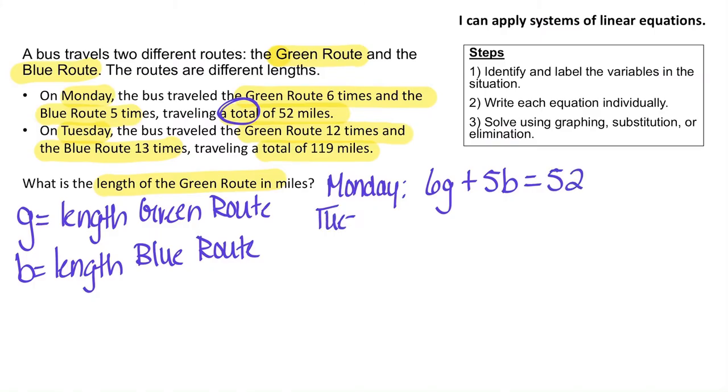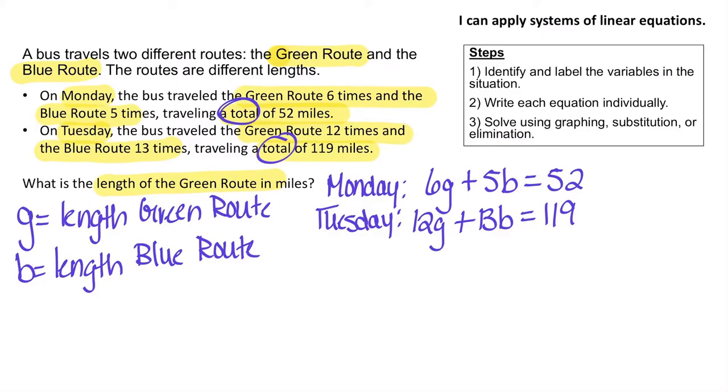Then we have Tuesday. So on Tuesday, we have green route 12 times, so that's 12g, plus blue route 13 times, so that's 13b, and that equals a total, once again, of 119. So now I'm going to work on solving this system. Graphing is not a good idea because it's not in y equals mx plus b form. I can't use substitution because I don't have one of my variables solved for. So I'm going to use elimination.